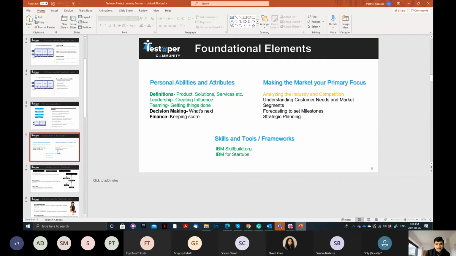And in parallel, we also have to build offline skills. Sandra kind of mentioned IBM Skills Build, right? So this is the skill build that we wanted you all to go and register. Those who do not know how to register, you can always ask Sandra and other leaders. They'll help you go and register. Once you register, you will have access to a lot of courses that you can learn and start building the technical skills. While we are building the personal abilities and attributes, making market your primary focus, in parallel, you should also be building your technical skills, including entrepreneurship, intrapreneurship from those resources that are available out there.